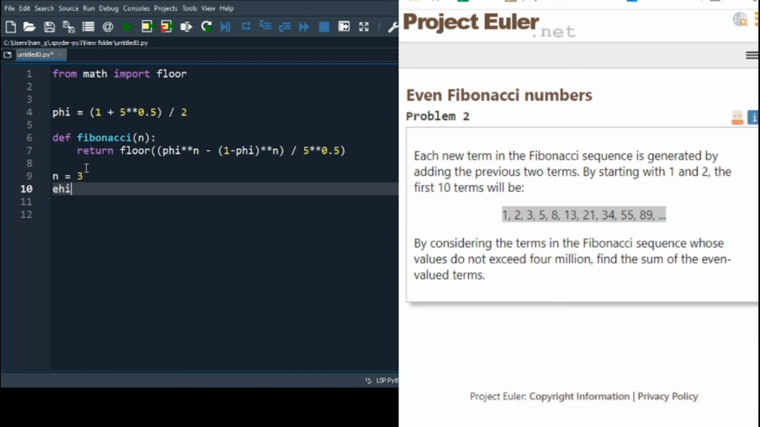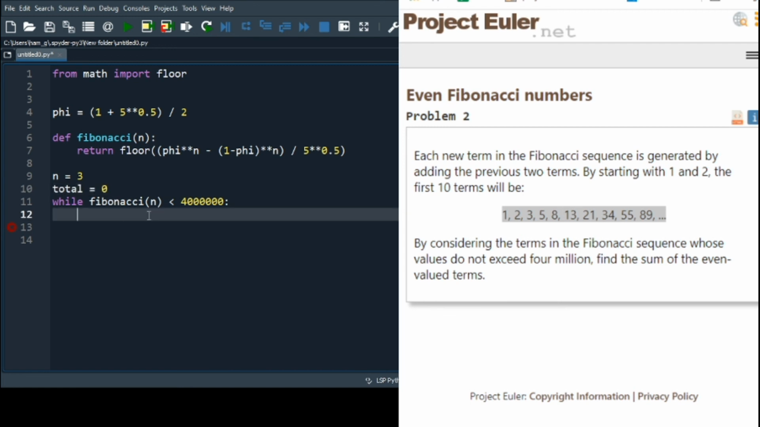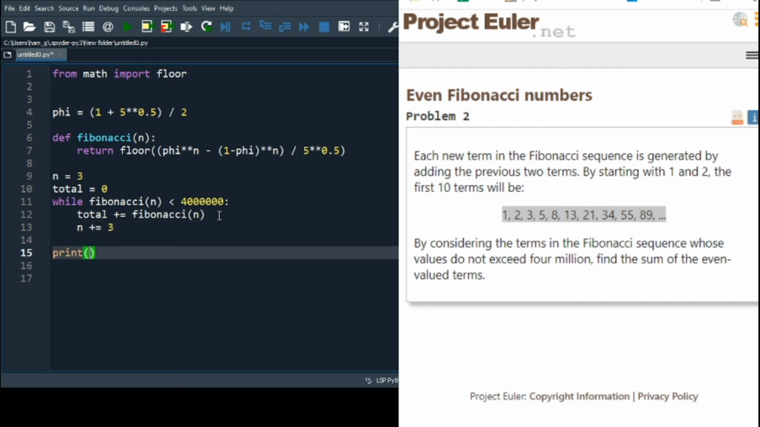So while Fibonacci n is less than 4 million, we do need a total. Total equals 0. Then total plus equals Fibonacci n. Don't need to test if it's even because we know it will be. And then n plus equals 3. We print the total. And there we go, exactly the same answer.